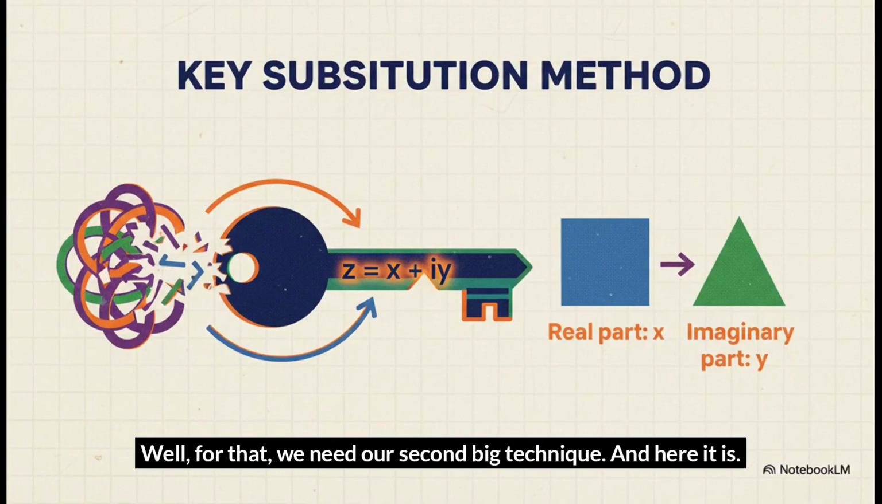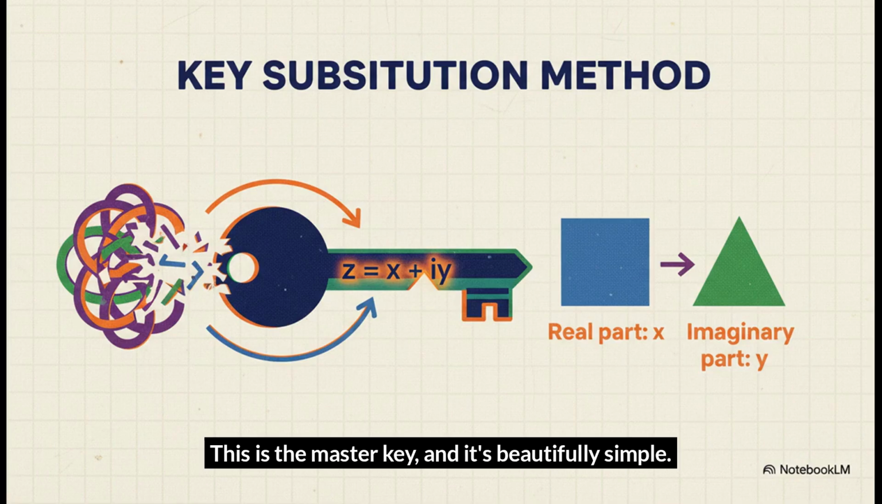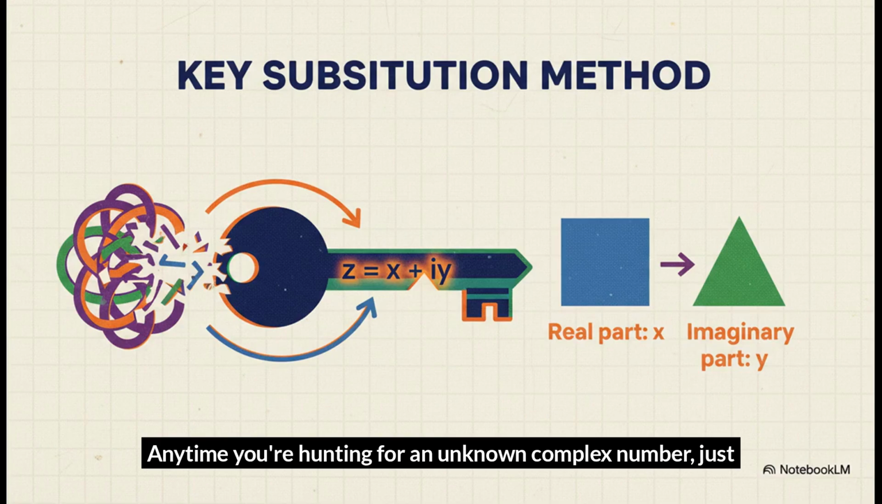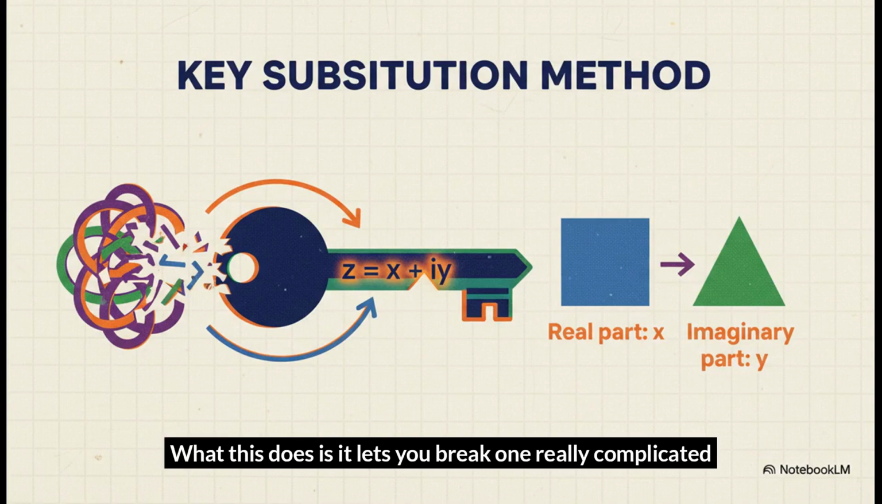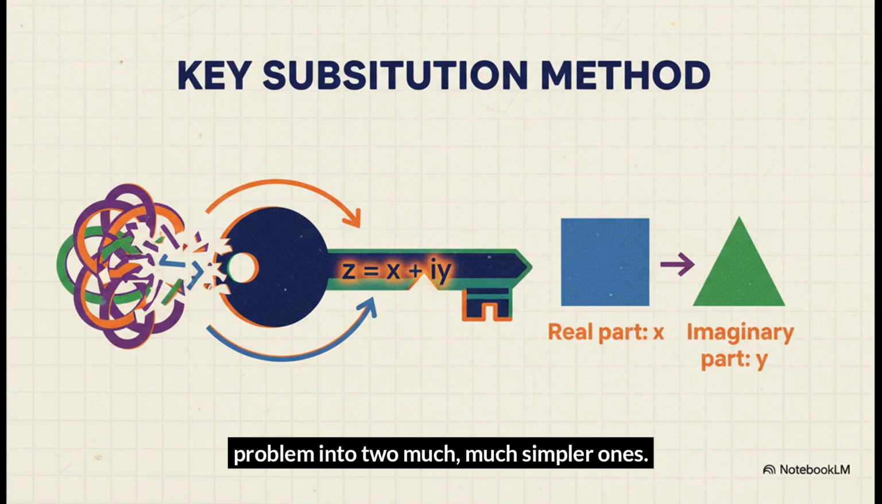And here it is. This is the master key. And it's beautifully simple. Anytime you're hunting for an unknown complex number, just replace it with z equals x plus iy. What this does is it lets you break one really complicated problem into two much simpler ones.